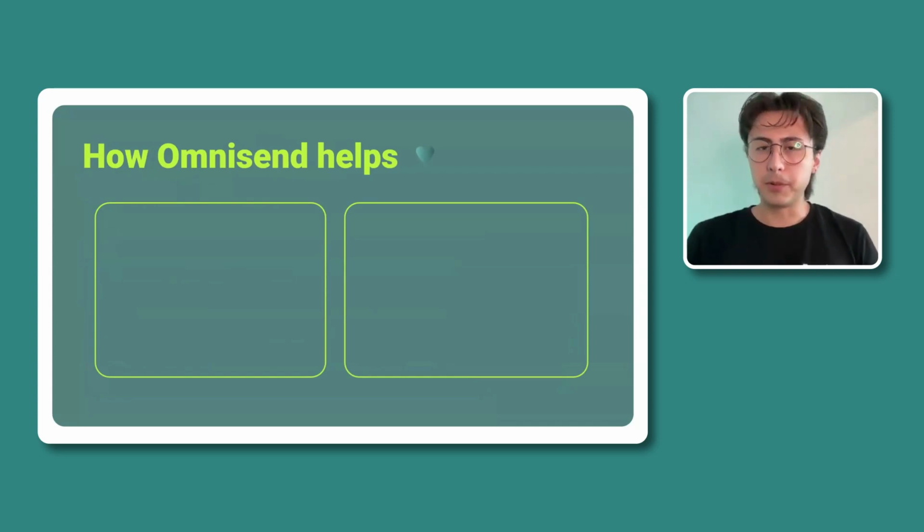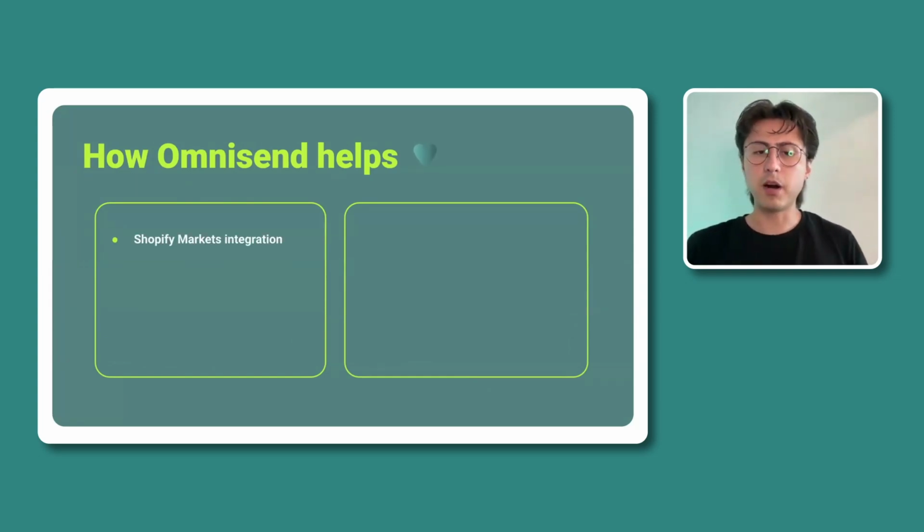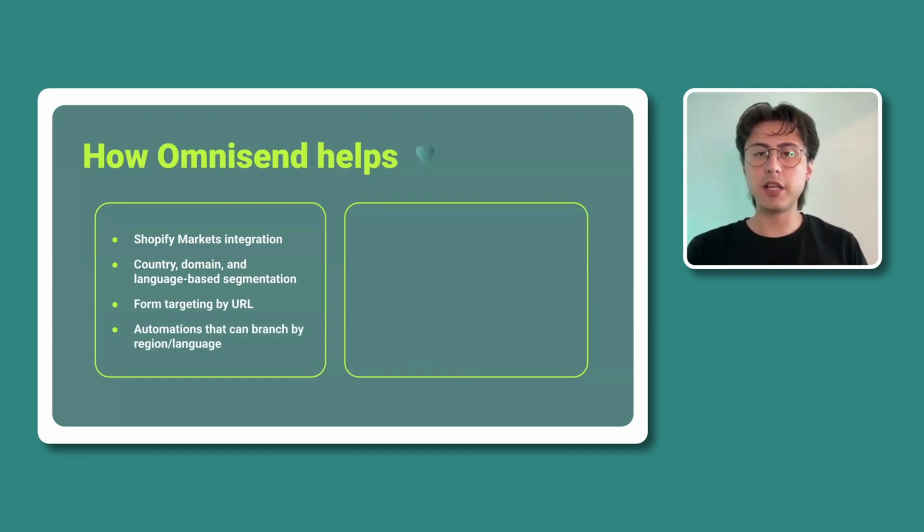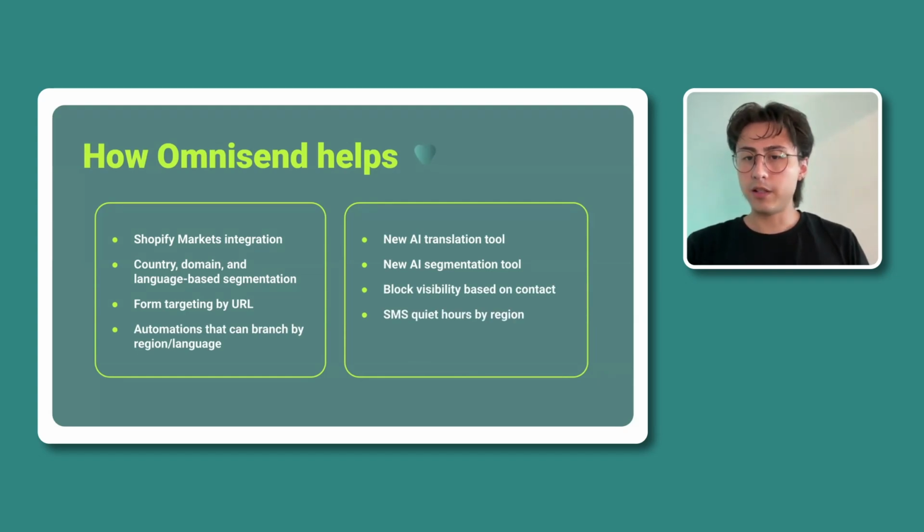How is Omnisend going to help you? We have the Shopify Markets integration that's already fully in there, the country, domain, and language-based segmentation, amongst many other segmentation options, but these are the ones we're going to focus on today. Form targeting, automation splits, and everything that we can separate inside one single automation, or else we're going to see the options later on. The translation tool with AI, the segmentation tool with AI, blog visibility based on contact information, SMS quiet hours by region, and so many other features that we're going to mention.